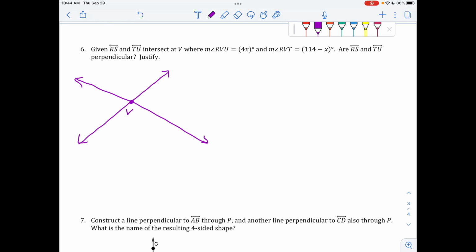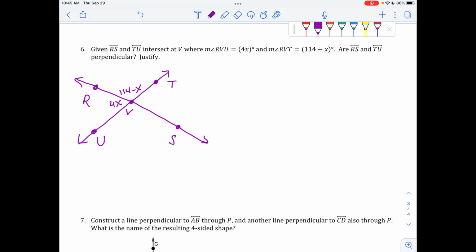And the two lines are RS. So I'm going to put my R and my S. And my other two lines are going to be my T and my U. So I've now created this diagram, and now I just need to label these. It says the measure of angle RVU is 4x, and the measure of angle RVT is 114 minus x. So we want to figure out if these two lines are perpendicular.